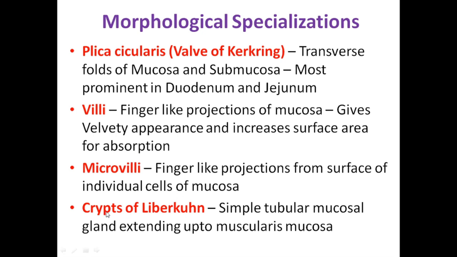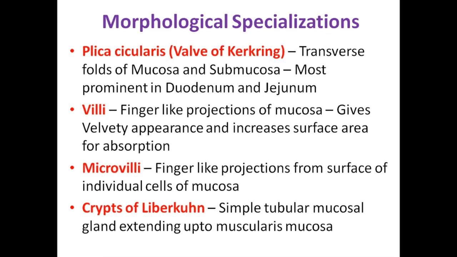And the epithelium, apart from forming these foldings, also goes deep inside towards the muscularis mucosa in the form of crypts of Lieberkühn. So the gastric pits which we talked about in the stomach, similar pits in the small intestine are called the crypts of Lieberkühn. So your answer of any part of small intestine should consist of these four terms: plica circularis, villi, microvilli and crypts of Lieberkühn. They are simple tubular mucosal glands, actually mucosal infoldings extending into the muscularis mucosa. It is the infolding up to the muscularis mucosa.